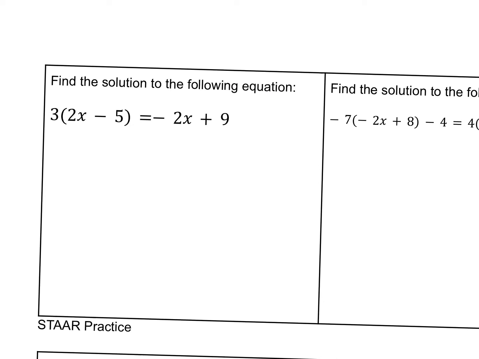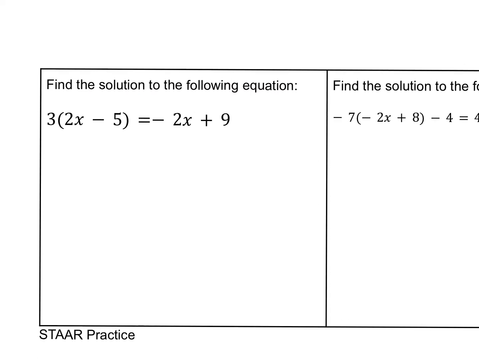Okay, let me zoom in here on this one. This says find the solution to the following equation. 3 times 2x minus 5 equals negative 2x plus 9. Okay, so here you see the parentheses in this equation. So the first thing we're going to do is distribute. Okay, so we're going to distribute the 3 to the 2x minus 5. Just as a reminder, let's do that first.